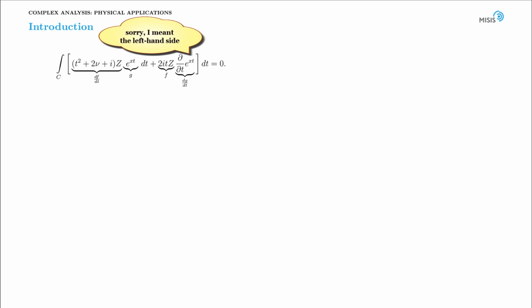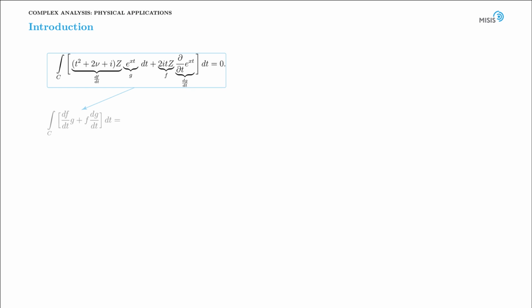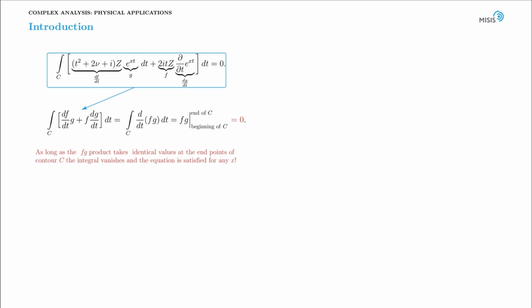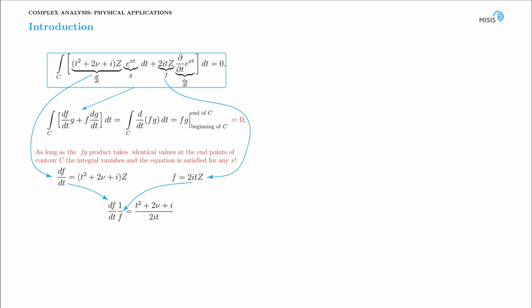As a result, the right-hand side of our differential equation is turned into a simple definite integral, which is trivially taken. As long as the fg product takes identical values at the endpoints of contour C, the integral vanishes and the equation is satisfied for any x. We just need to check if the key function f exists. From the structure of the integrand, we extract two entangled equations on f and z. Dividing these equations, we get a simple differential equation on f. Elementary integration gives the expression for f and z.